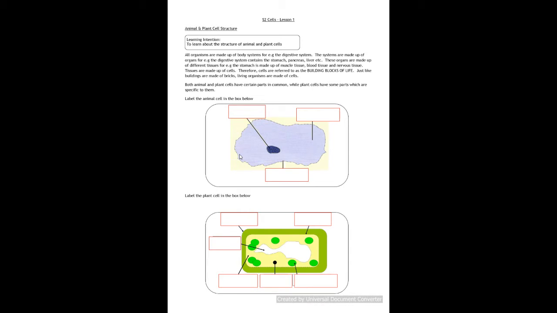This is the cell membrane. So cell, C-E-L-L, and then membrane, M-E-M-B-R-A-N-E. So the cell membrane, because of some of the fancy-schmancy chemistry, decides what can get in and out of the cell. It keeps the cytoplasm and the nucleus in, and it keeps all the other bad stuff out.